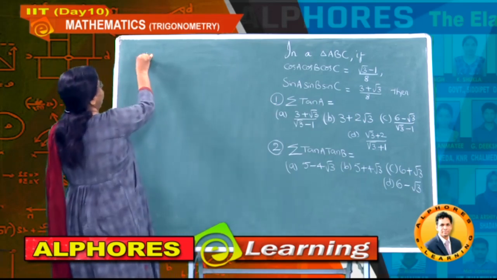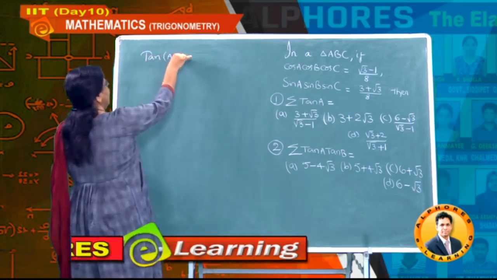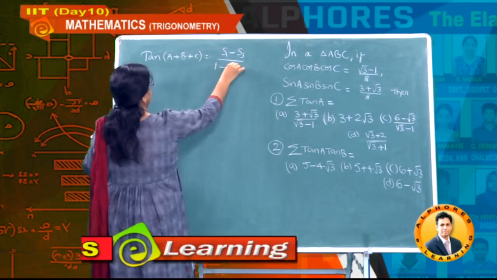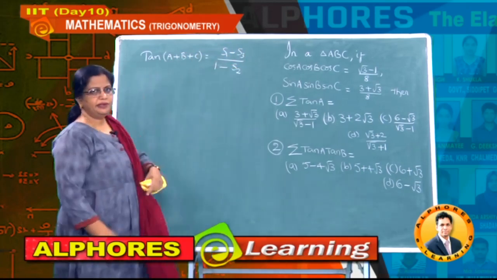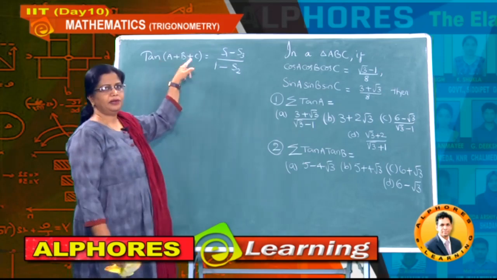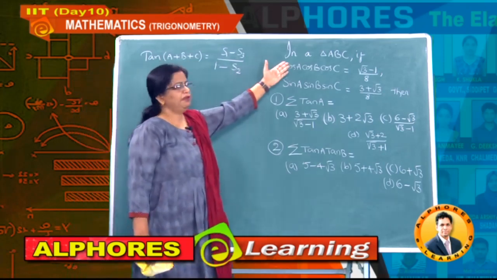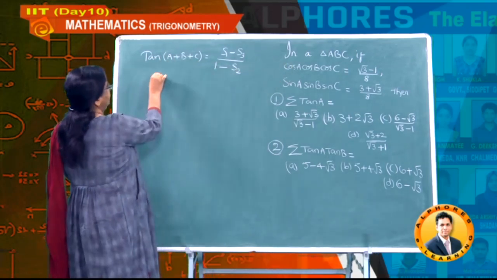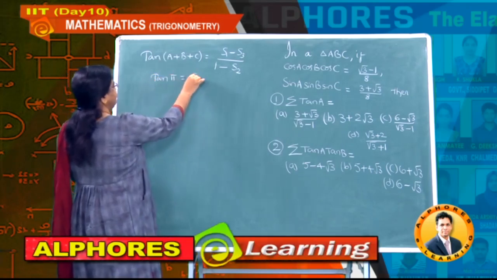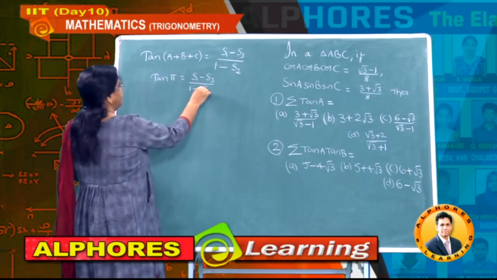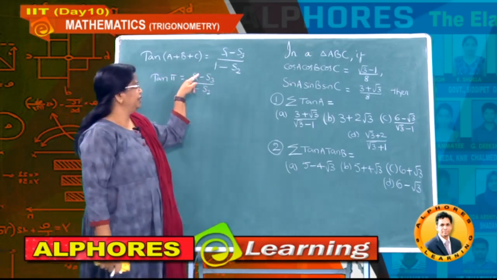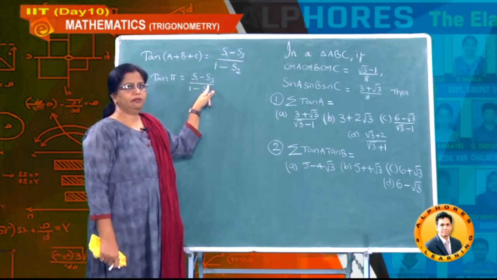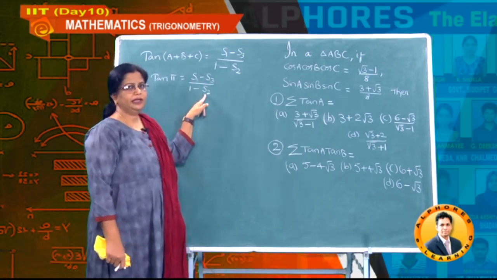Now here, what is our formula for tan of A plus B plus C? Tan of A plus B plus C is equal to S1 minus S3 divided by 1 minus S2. Understand students? So this is the formula for tan of A plus B plus C. Now what is the A plus B plus C value here? 180 degrees. Therefore this is tan pi, and this is S1 minus S3 divided by 1 minus S2. What does S1 stand for here? It is tan A plus tan B plus tan C. What does S3 stand for? Tan A tan B tan C, and S2 means sigma tan A tan B.